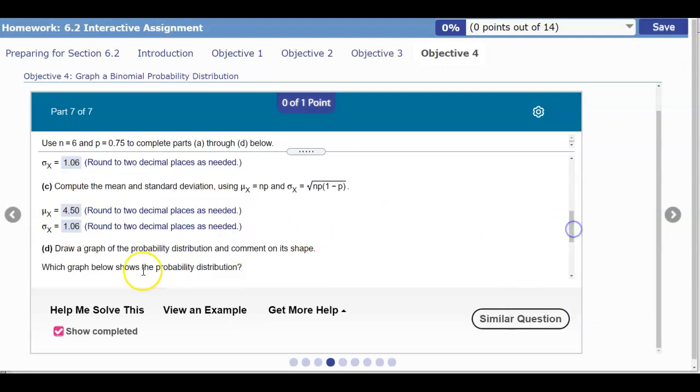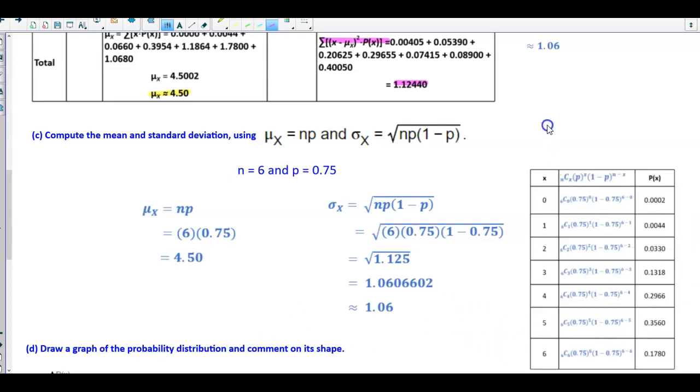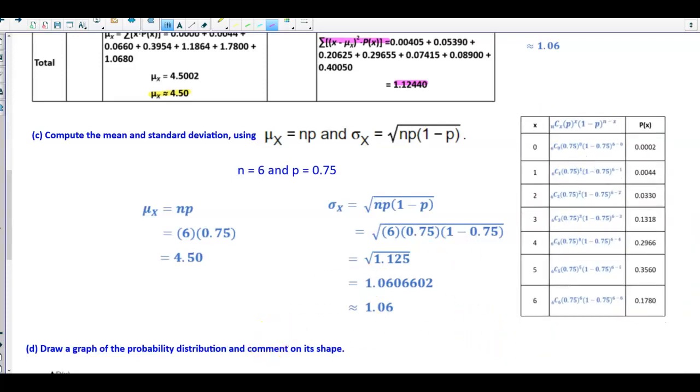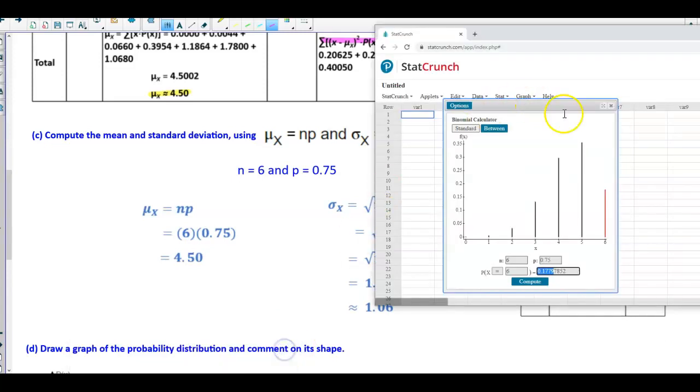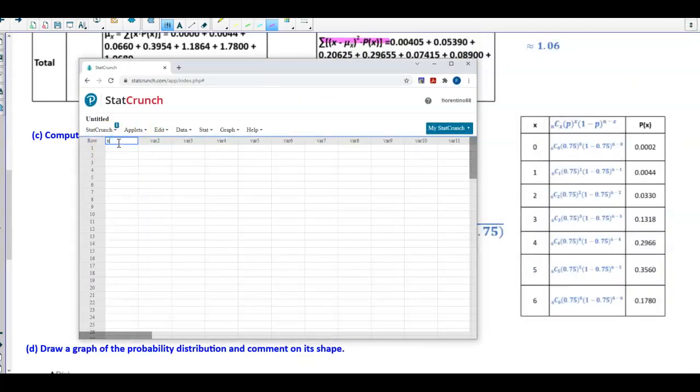Okay, now the next thing we want to do is draw a graph of the probability distribution and then comment on its shape. What we're going to do here is first find the ordered pairs. So we can go ahead and first put this into StatCrunch. So I'm going to open up StatCrunch. Then I'm going to create the value of x, which is our first column, and our next column is the probability of that x. So we have 0, 1, 2, 3, 4, 5, and then 6.